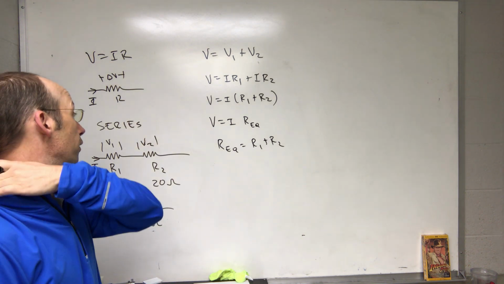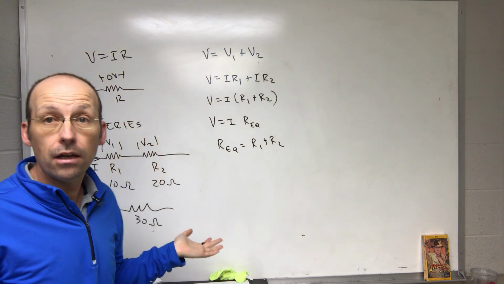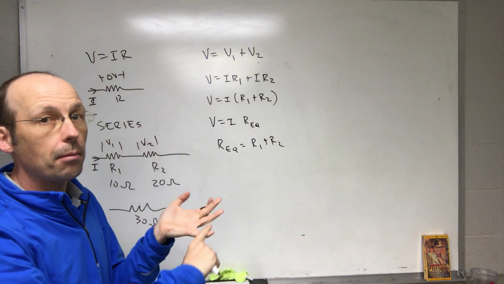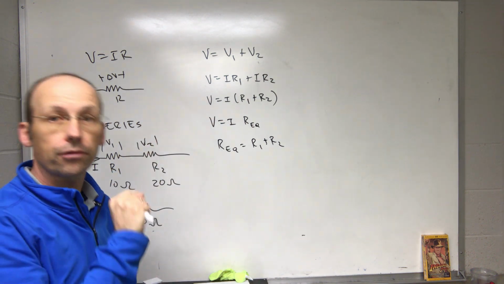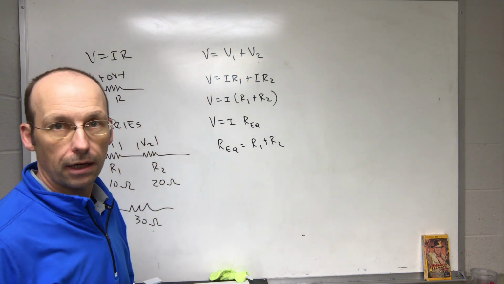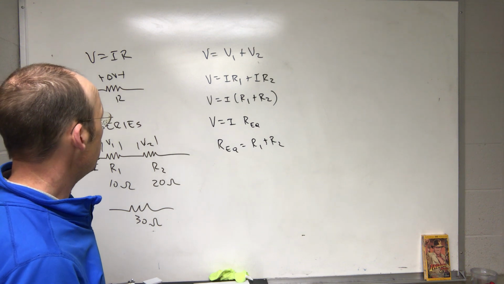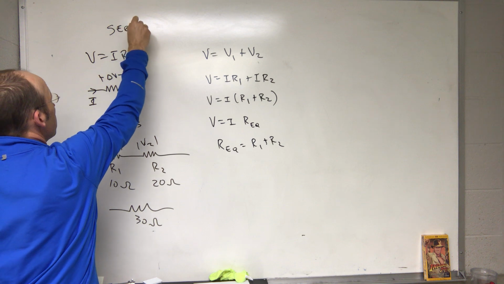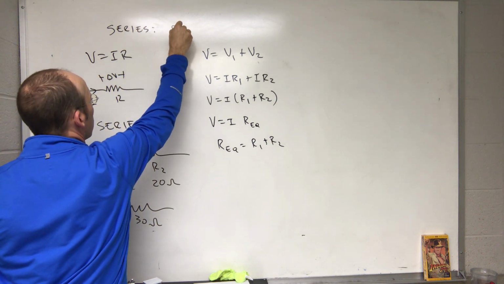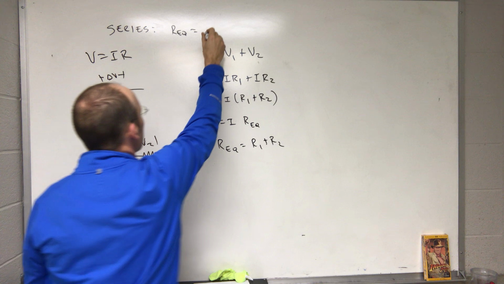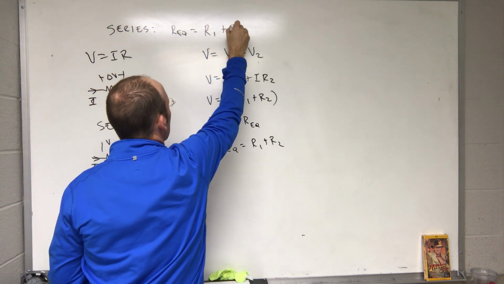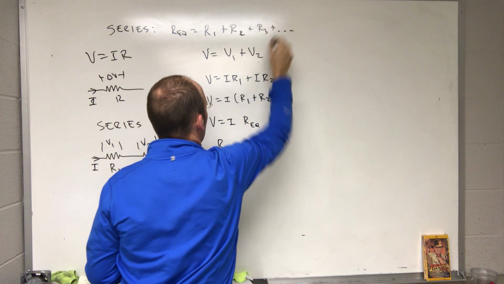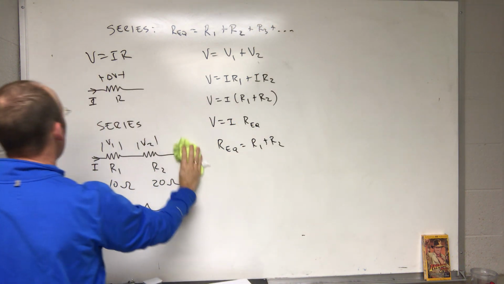Okay, so that's the equivalent resistance in series. What if I have 10 resistors in series? They all have the same current, so they'd have that same I that would factor out, and I would get R1 plus R2 plus R3, and so on. So that's series, and this is the important part. I'll put it up here: R equivalent equals R1 plus R2 plus R3 plus dot, dot, dot. It goes on forever.